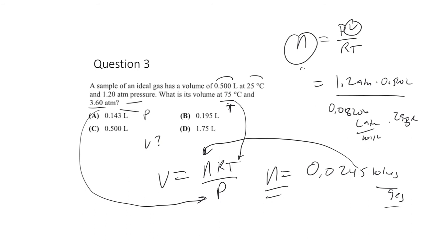And so then we can plug in and solve, take our moles times the gas constant times the new temperature. So that's 348 Kelvin, and then divide by 3.6 atm. Gives me a volume of 0.195 liters. So this is method one, is calculate moles. Moles doesn't change, so then just change our temperature and pressure, calculate volume.